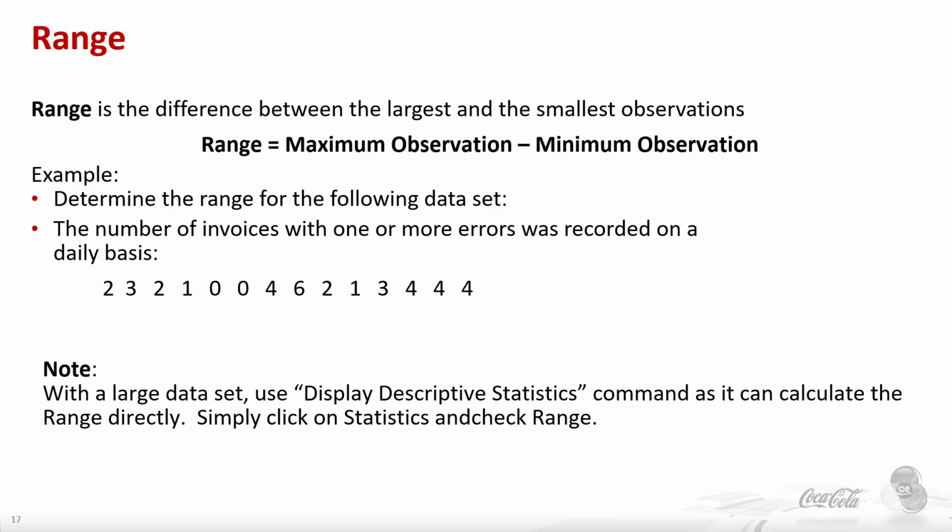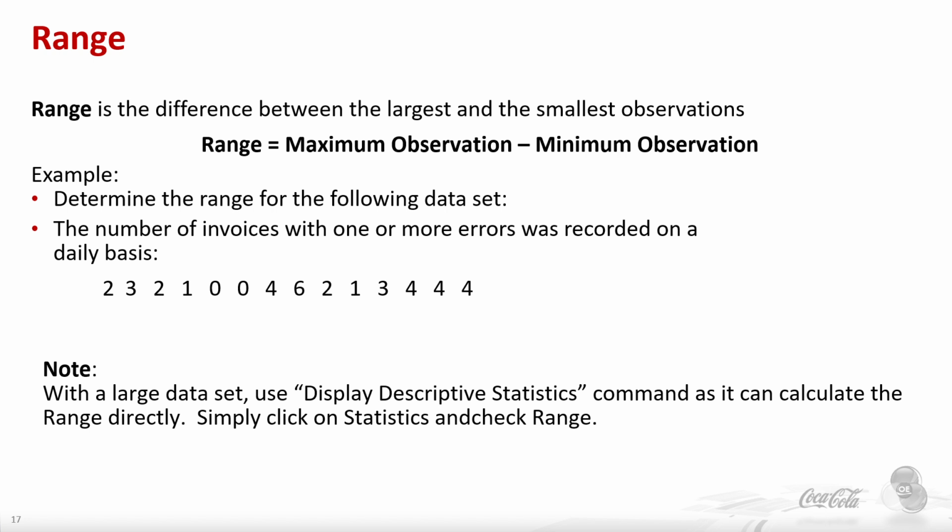Now we will learn the concept of range. What is range? Range is the difference between the largest and the smallest observation. In operational excellence or in Lean Six Sigma, we have different types of data. So whenever we receive some data, we have to determine the range of that particular data set. The data can be in the form of numbers or in the form of invoices, lab readings, efficiency numbers, etc. So we have to determine the range of that data set.